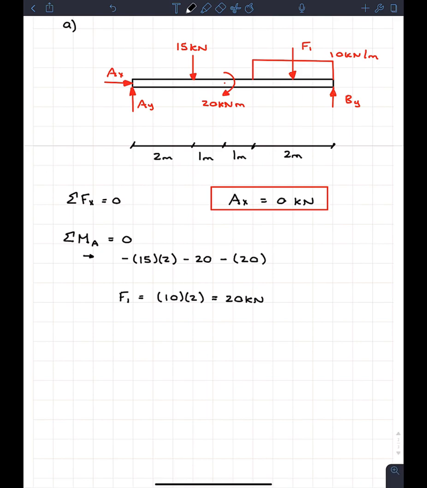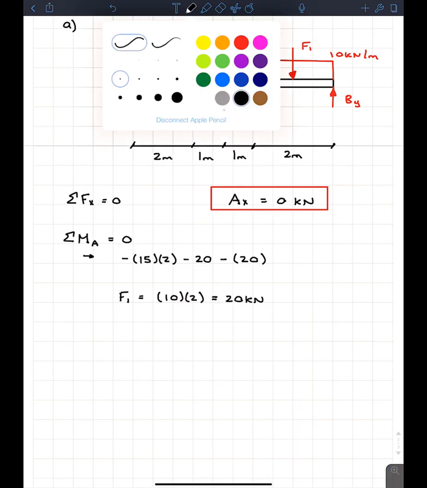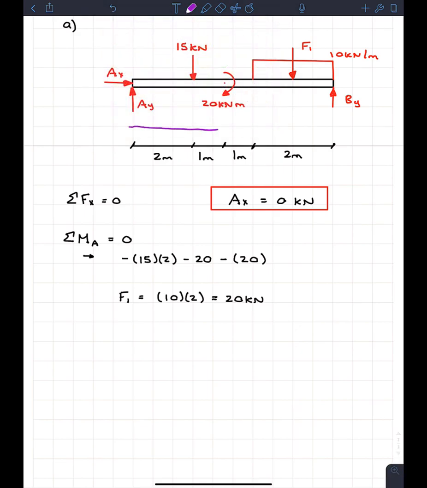And we know that F1 acts at a distance of 4 meters. So I'm going to show you guys exactly where I'm getting this from. It's 4 meters to get from here to here. And then F1 acts at a distance halfway in the distributed load. So it's going to act right here, and then it's going to be 1/2 of 2 meters, which is 1 meter. So we know that for here, the moment arm for F1 is going to be 5 meters. So I'm going to go 5 right here.